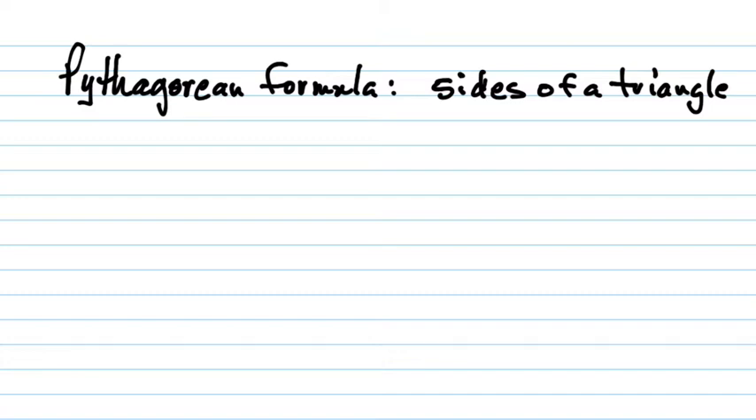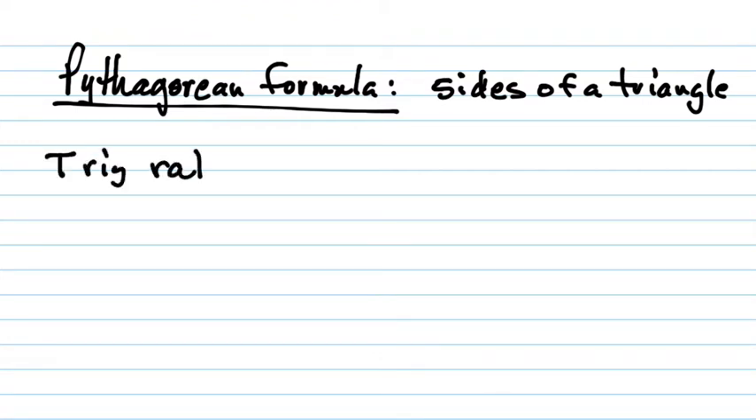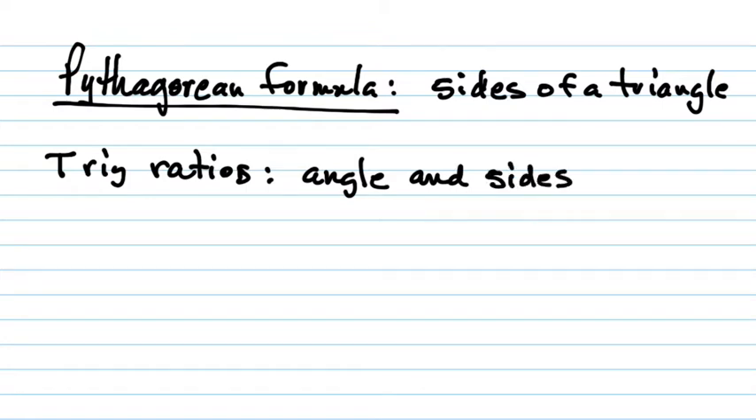Okay. Well, today what we're going to do is look at the trig ratios, and these are used when you're dealing with an angle and sides. But the key there is the angle part. If you have an angle, then you're going to have to use a trig ratio instead of the Pythagorean formula. All right? So you have to know the difference, and you have to be able to recognize it, but it's super easy to recognize.